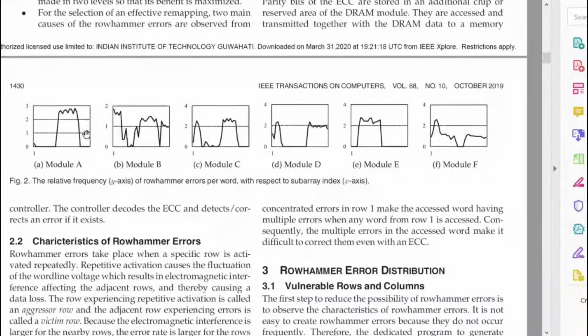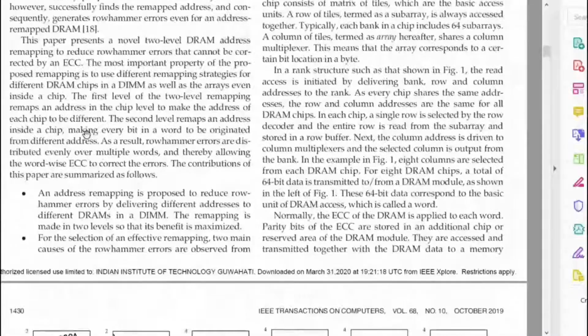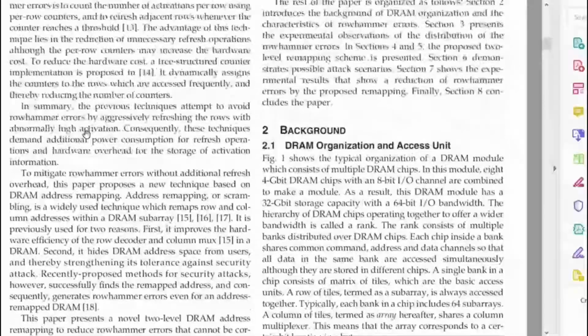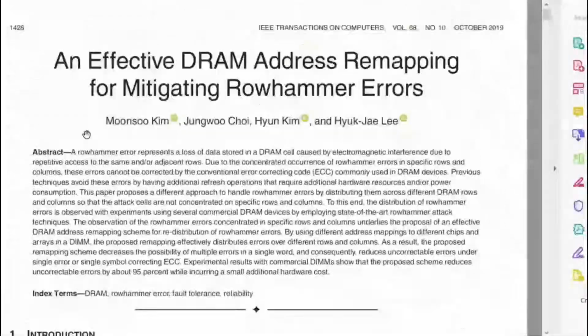Row Hammer is a very open area of research, and if you see, this paper is from 2019. This paper was published in October 2019. That means it is a very recent paper.